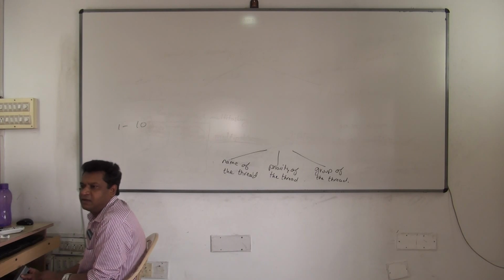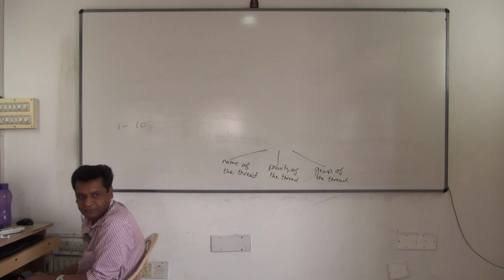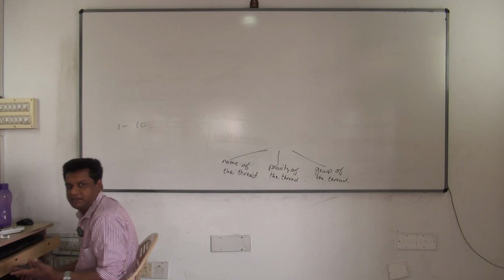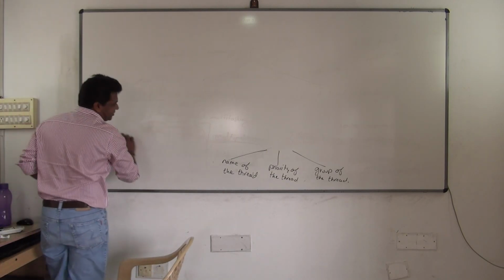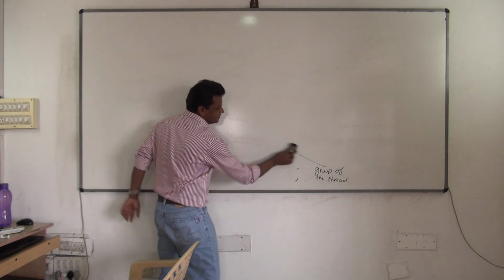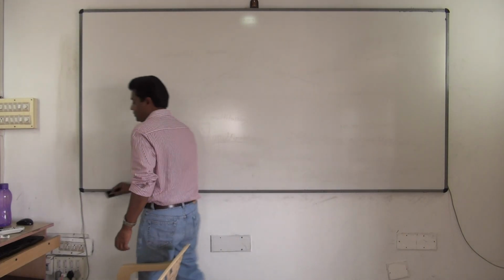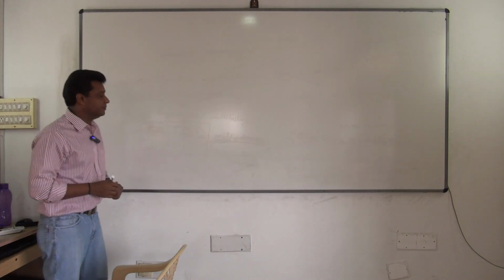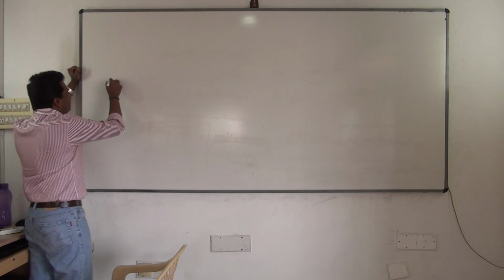Actually in Java, there are 5 states of the thread. I'll not cover all the 5 states. I'll be going through all the 5 states in the next session, but today I'll discuss only 2 states. So in Java there are 5 states. Today I'll be discussing only about some of them.